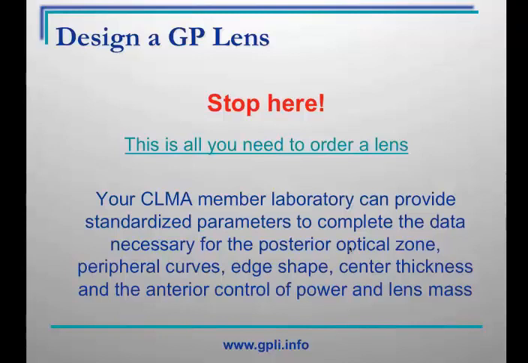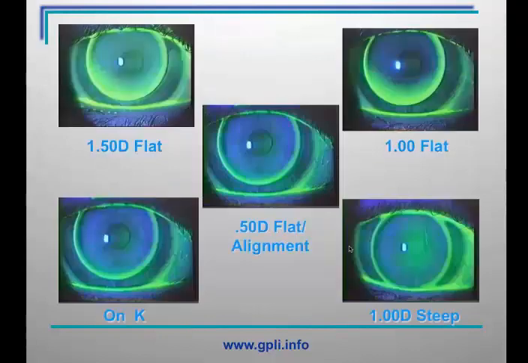Here you see a variety of fluorescein patterns. You can tell on the left side if you go significantly flatter than K, that will result in apical bearing and very likely an unstable lens fit. If you go to bottom right, you're going significantly steeper than K. You have apical clearance here, but you also have seal-off in the paracentral mid-peripheral area, which may result in inadequate tear exchange. The perfect lens might be that one that's either slightly flatter than K or on K when you select the base curve radius for this patient.